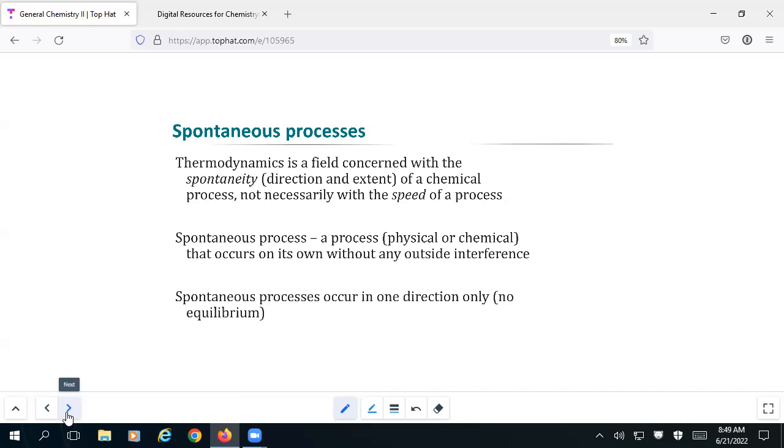Spontaneous processes are unidirectional. They only happen in one direction. There is no equilibrium associated with a spontaneous process. Now, they might end at an equilibrium point, very similar to my coffee example. This coffee will reach a thermal equilibrium state with the room. But for as long as the process of heat transfer is taking place, it's going to be one directional. Heat is going to come out of this cup and into the open atmosphere.